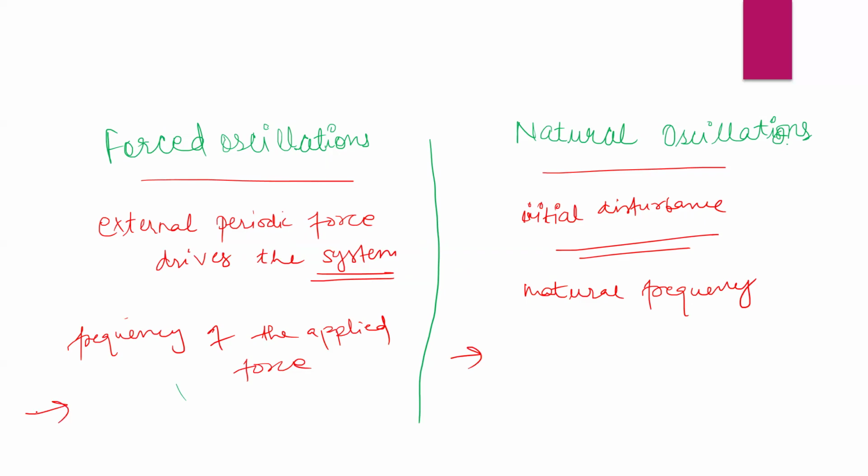What can be the examples of these two? For natural oscillation, we can take the example of a simple pendulum. When we displace it, it keeps swinging at its natural frequency back and forth. It does not need any external force to keep moving. It moves at its natural frequency.